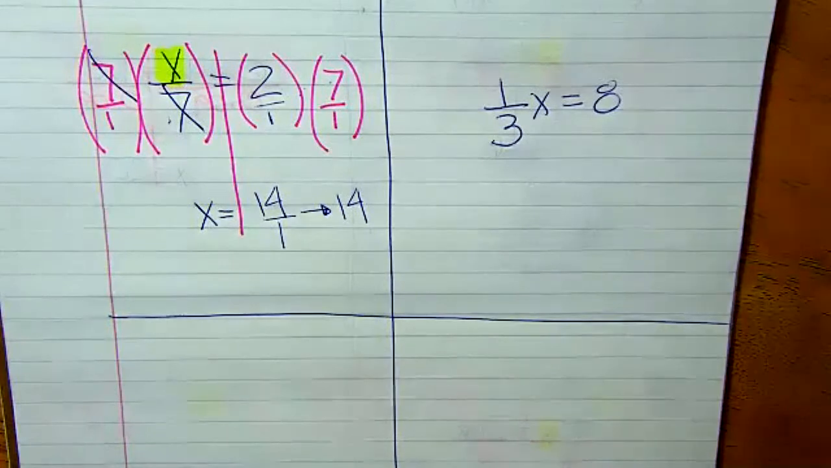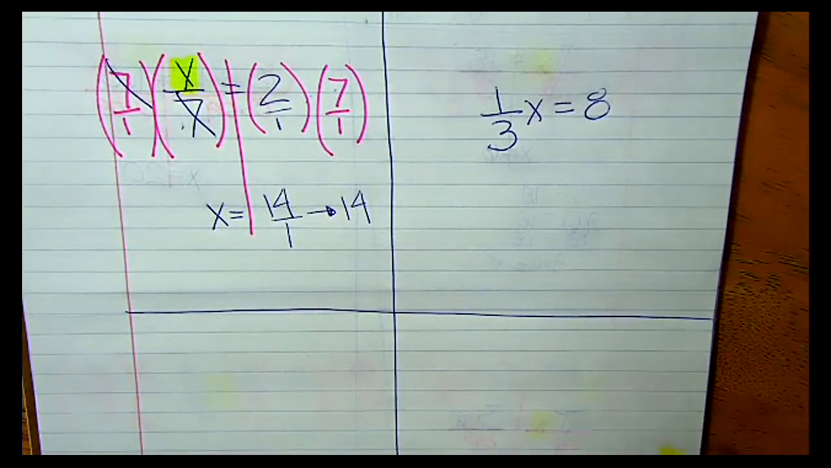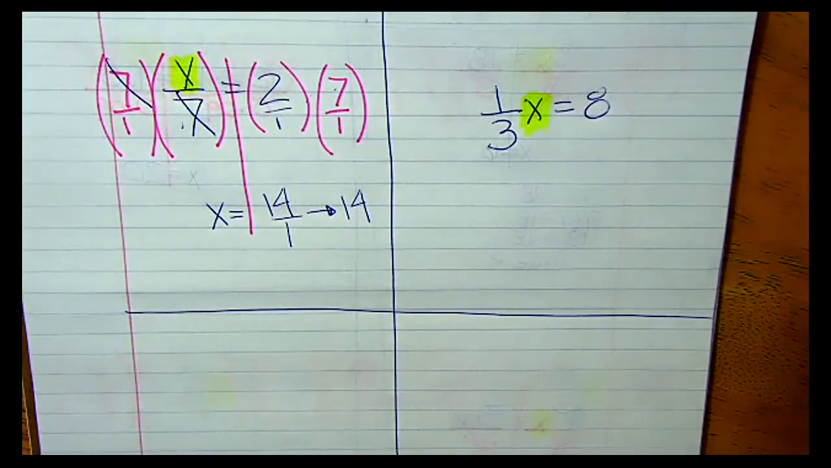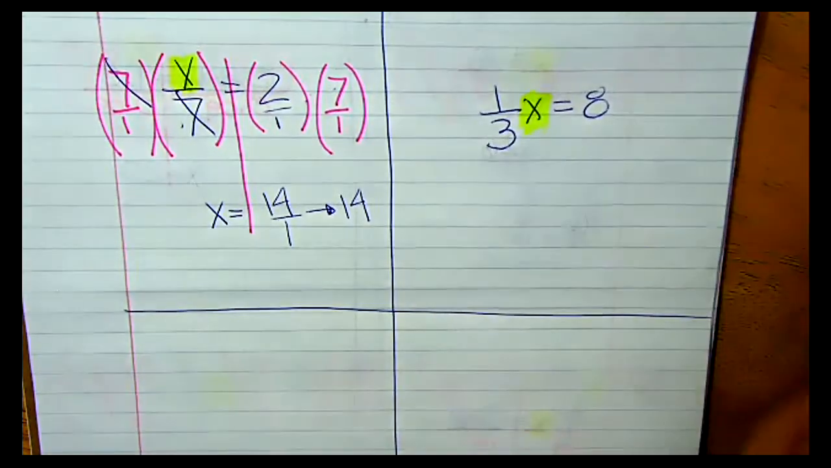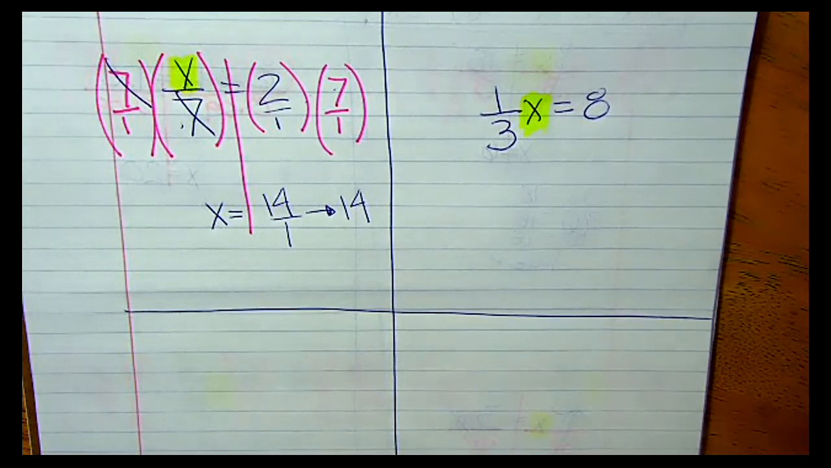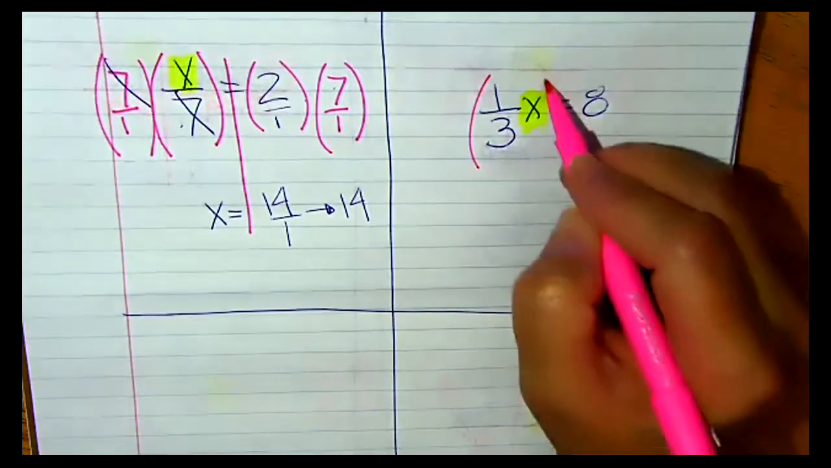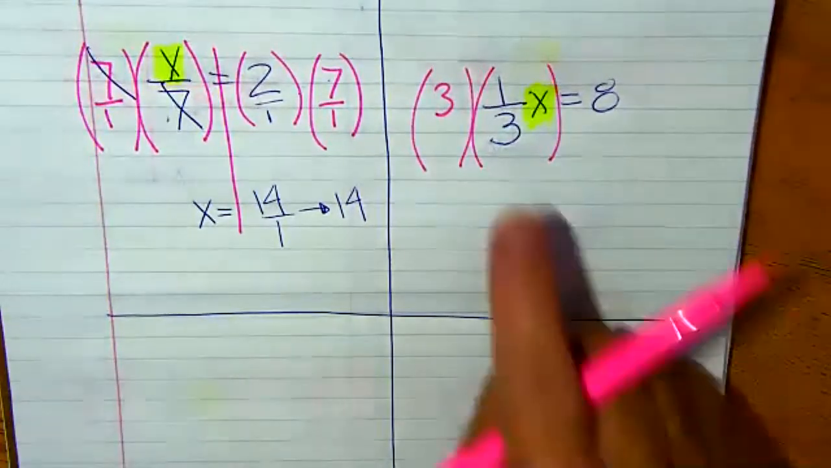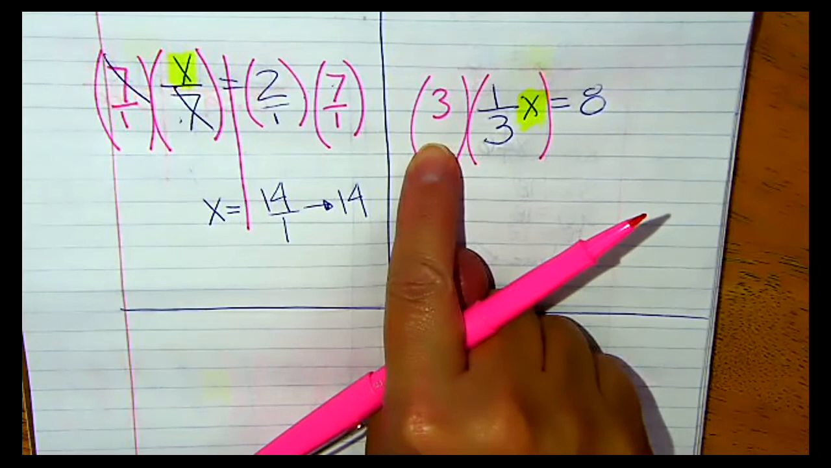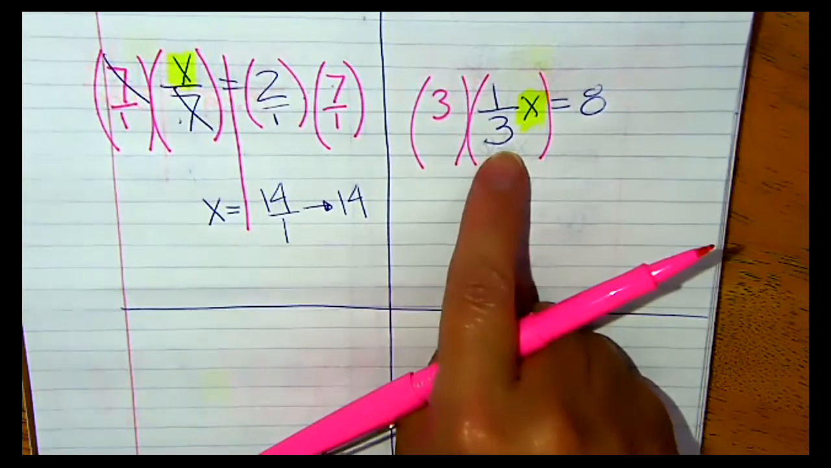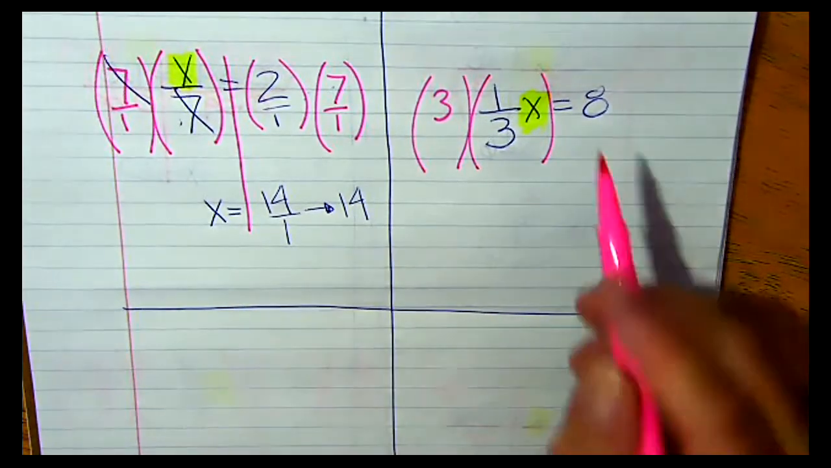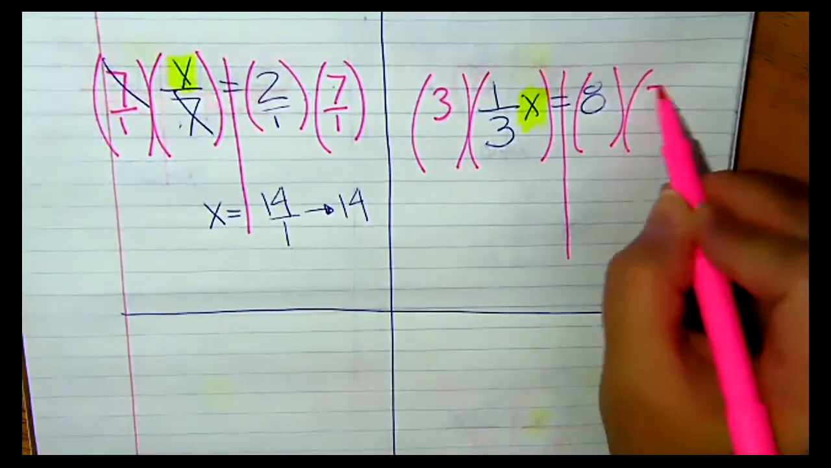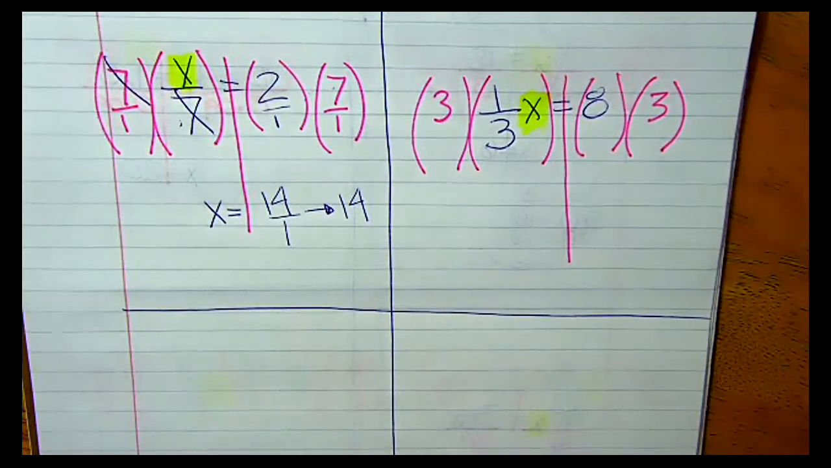Man, I don't know about this stuff. I do know I need to isolate my variable. But how am I going to get rid of this times 1/3? Well, how about if we multiply by the reciprocal? If I multiply this by 3, it cancels that fraction. And what I do to one side, I must do to the other.